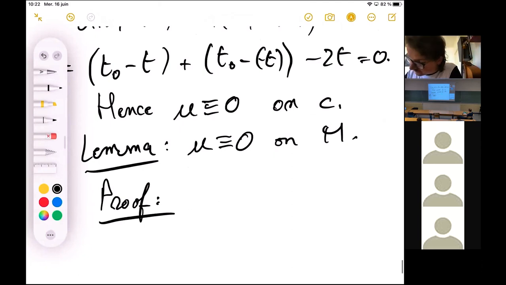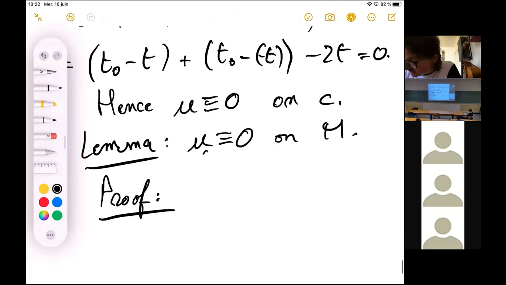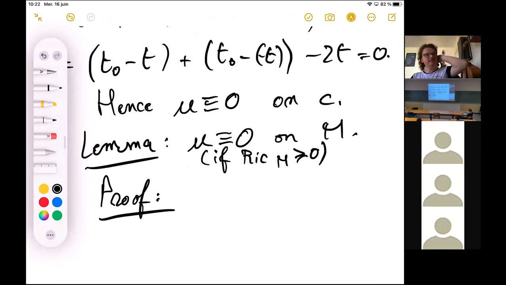Okay, so I haven't used non-negative Ricci yet, so let's be explicit with that. This is where we use non-negative Ricci curvature. So how do we prove that?